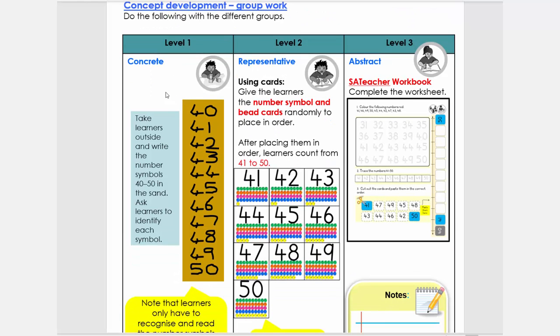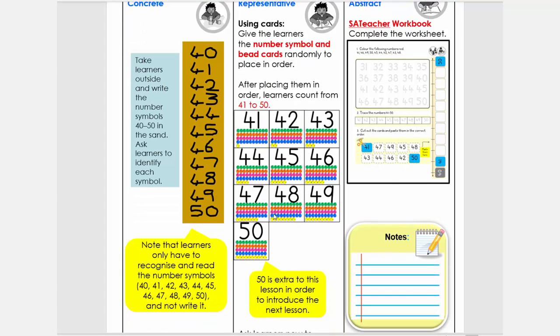Then again, at our different levels, it's exactly what we did previously, so I'm just quickly going to go over it. You're going to go outside, write the numbers, and they're going to read and recognize them. Then on the representative level, use the number plus the beads.